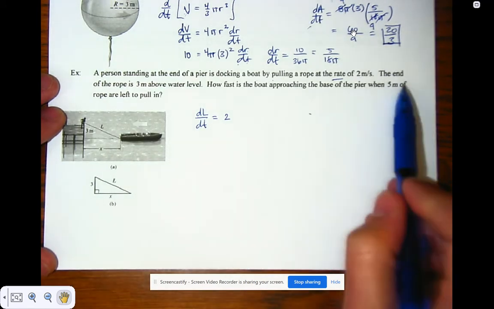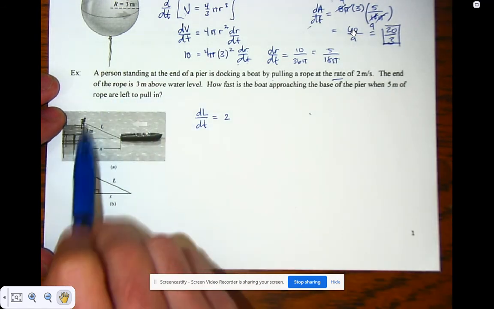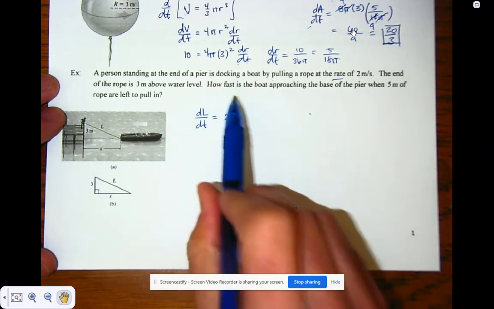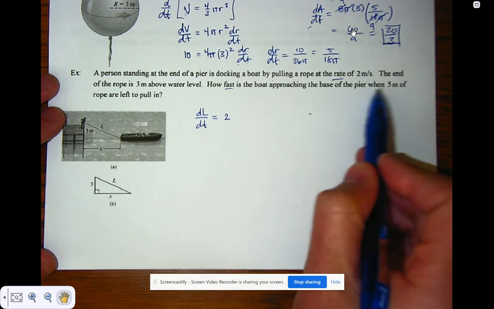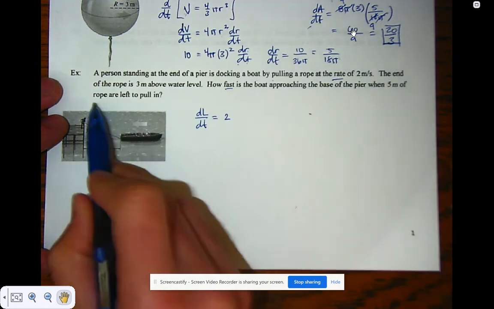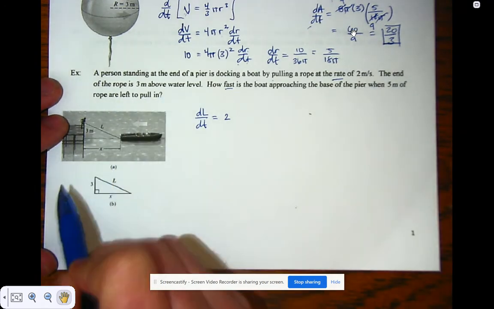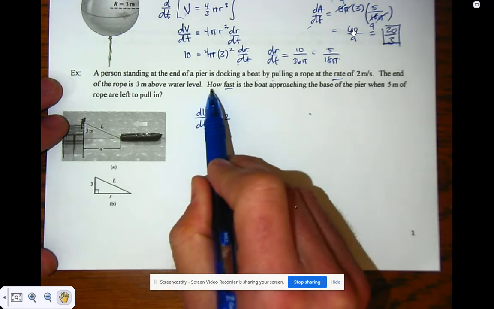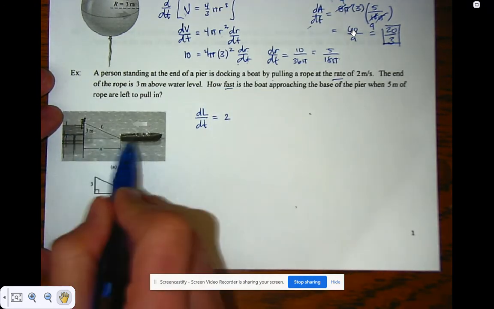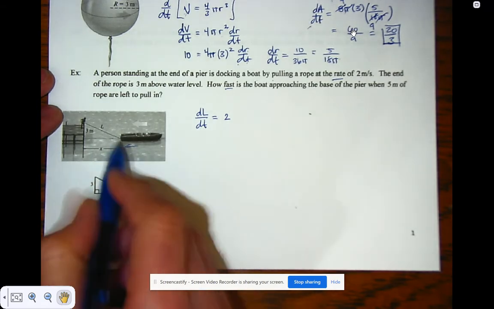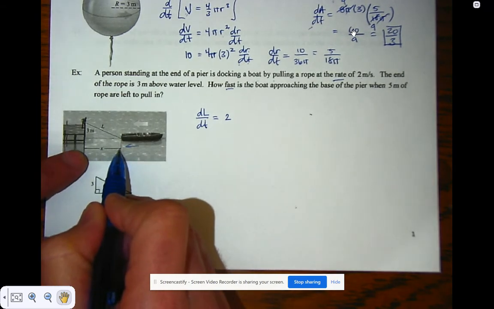Okay, it says the end of the rope is 3 meters above the water. How fast, that's a rate, is the boat approaching the base of the pier when 5 meters of rope are left to pull in? Okay, so let's start with this one. How fast is the boat approaching? Well, as you pull this rope, the boat is going this way, and so x, you can see here, is going to be changing.